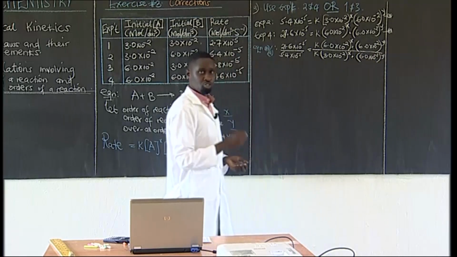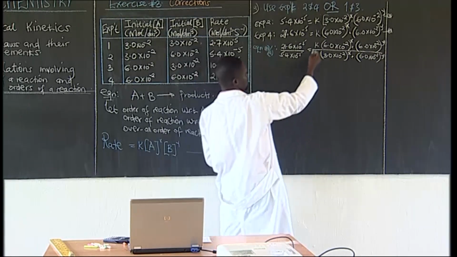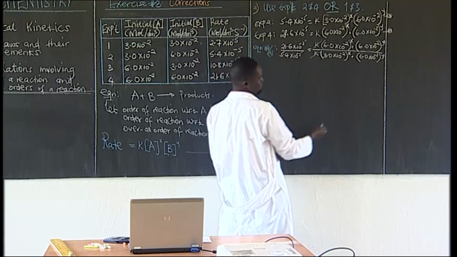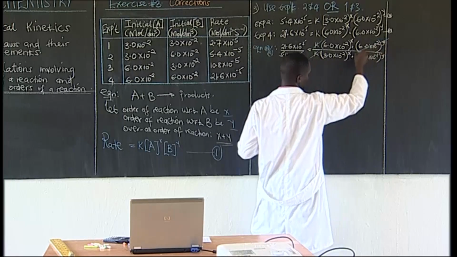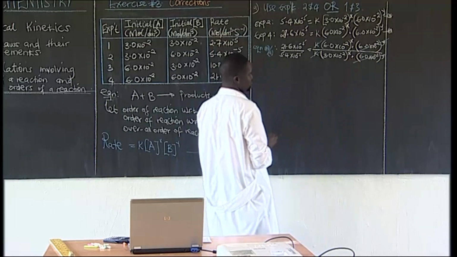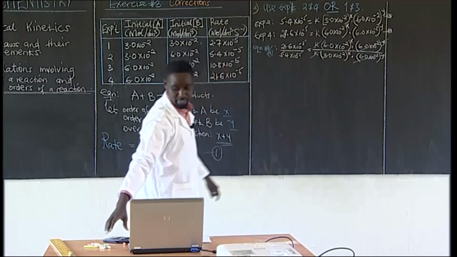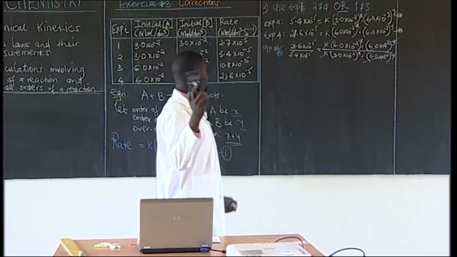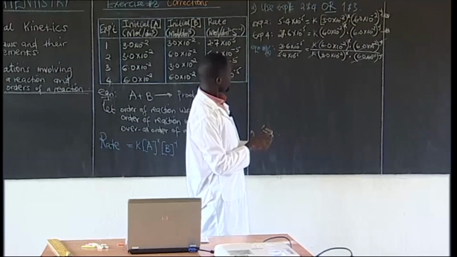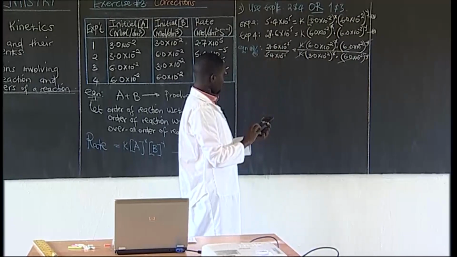So what do you notice? This will cancel with this. The whole of it cancels with the whole of this. So we remain with this and this value. I told you, calculators, can we substitute in? Get this divided by that value.